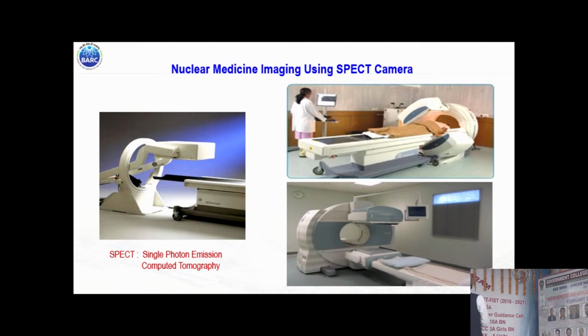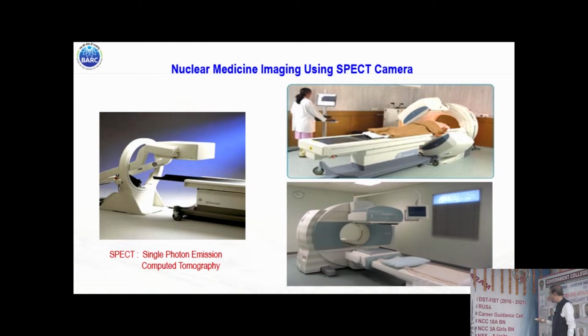This is a single head gamma camera. Whatever radiation comes out will be detected by this detector. There is a detector here. You know what a detector is, because we are doing practicals and radiation detection has already been taught. And this is a dual head gamma camera, so it will detect from both sides.